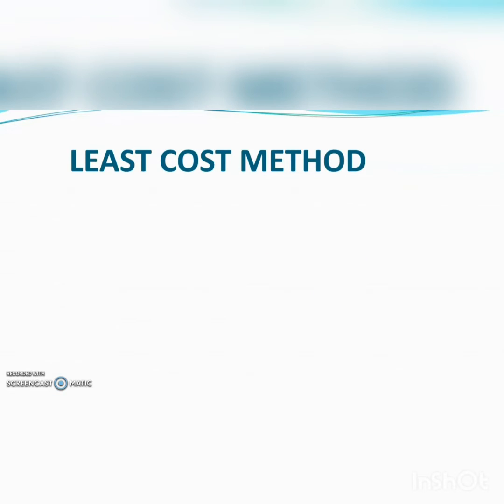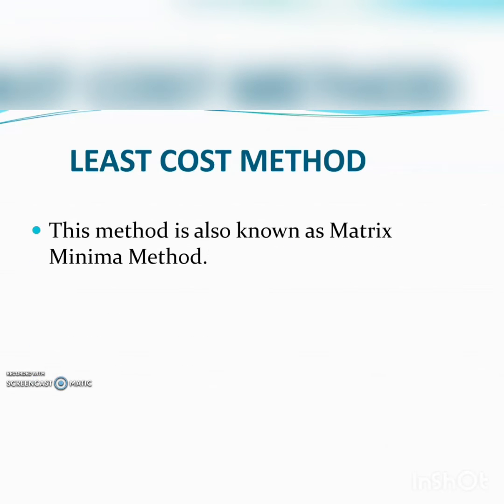Our next method is least cost method. This method is also known as matrix minima method. In this method, we first choose the cell with minimum cost in the cost matrix and allocate as much as possible in that cell. Then we discard the row or the column whose capacity or requirement is exhausted or met. Now, after adjusting the requirements and the availabilities, the process is repeated with the reduced matrix.